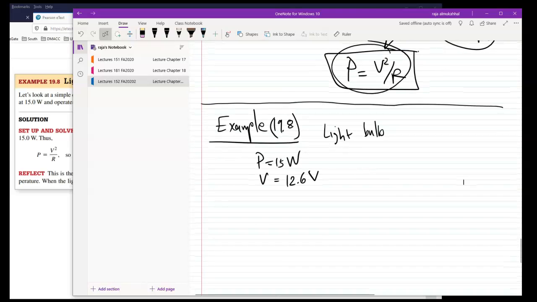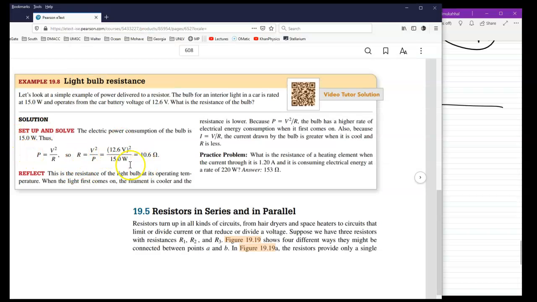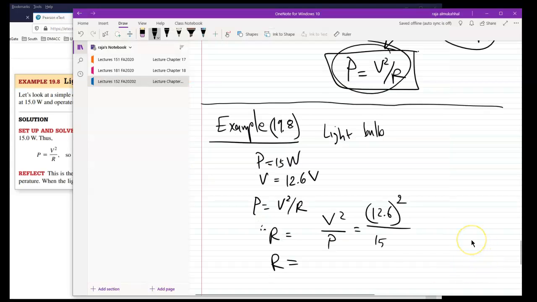So we have here power equals V squared over R, and therefore R is equal to V squared over power, and that's it. So it becomes 12.6 squared divided by the power, 15 watt, and then we just calculate that, and there we go, and you'll get 10.6 ohm. So that's the resistance of that light bulb. Simple? Okay.